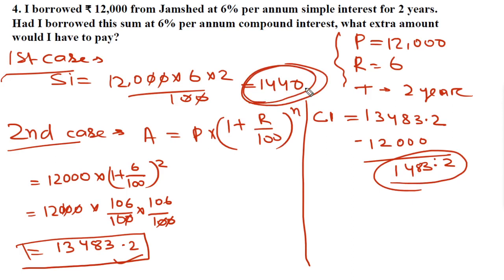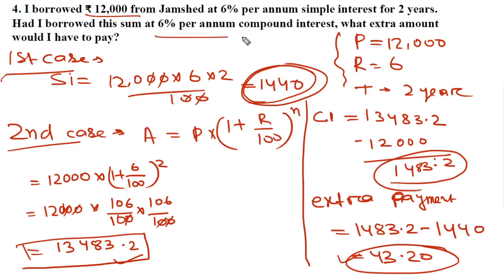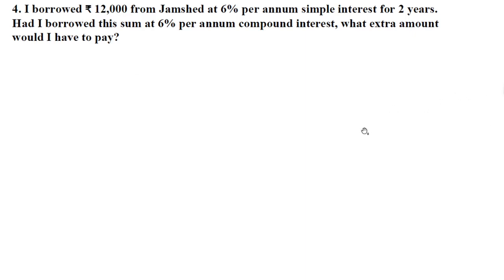So what is the extra amount you have to pay? Extra payment will be equal to 1483.2 minus 1440. So it will be equal to 43 rupees 20 paisa. So this is the extra amount you would have to pay if you had borrowed the same rupees at compound interest. Okay, so this is it. Now we will move to the next question.